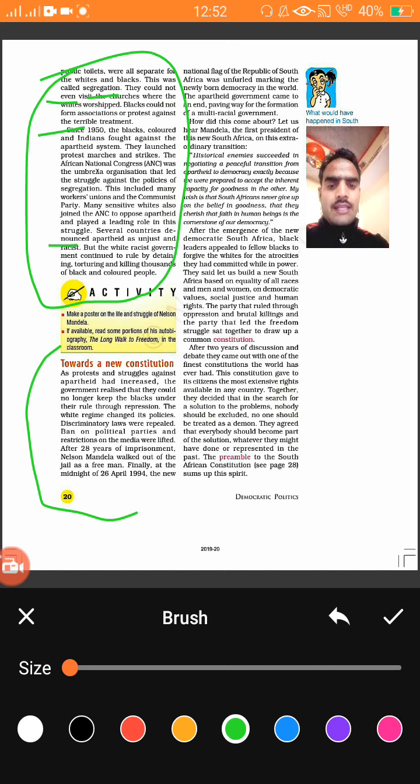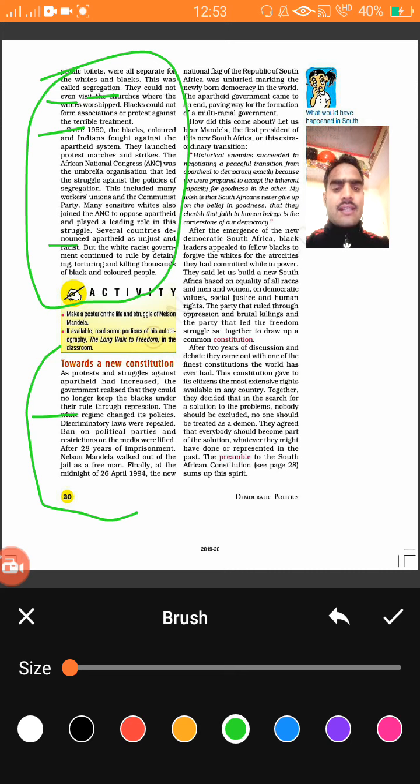As protest and struggle against apartheid increased, the government realized that they could no longer keep the blacks under their rule through repression. Repression means oppression controlled by power or arms. The state regime changed its policy. The whites changed their policy because of the long struggle of Nelson Mandela and ANC. Remember, discriminatory laws were repealed, removed. Ban on political parties and restrictions on the media were lifted.